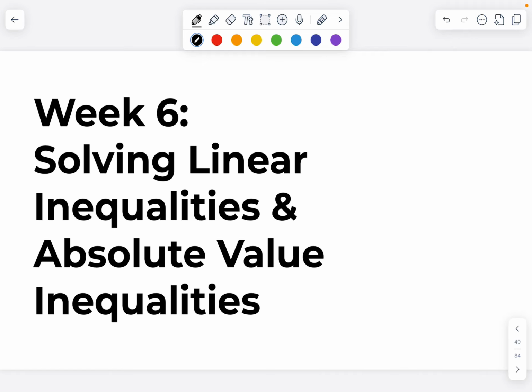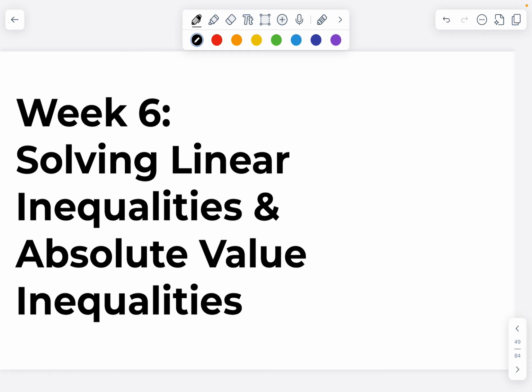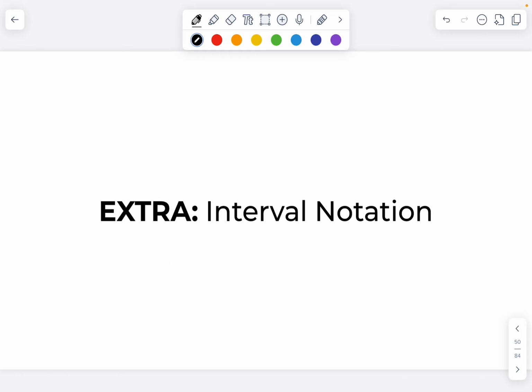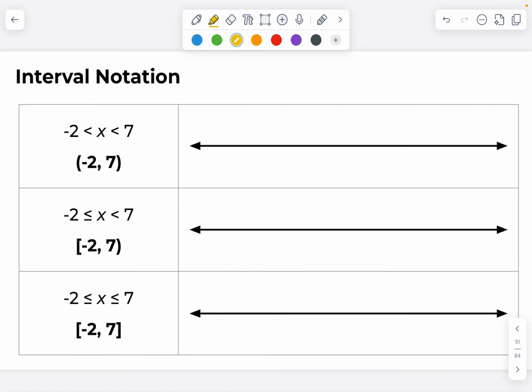In this week, we are going to talk about solving linear inequalities and absolute value inequalities. So we first need to talk about one of the ways that we can write our answers when we are dealing with inequalities. That way of writing our answers is called interval notation. Interval notation is the way of writing our answers like this. This is a way of describing where our possible solutions exist.